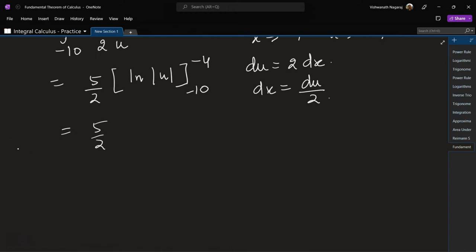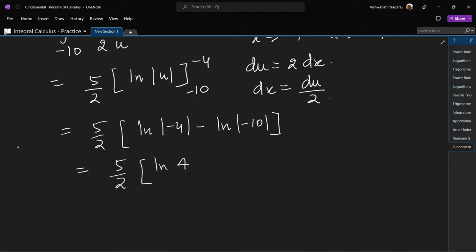So 5 by 2 times natural log of minus 4 minus, we have taken common out, so this would be natural log of minus 10, which gives us 5 by 2 times natural log of 4 minus natural log of 10. That is the integral.